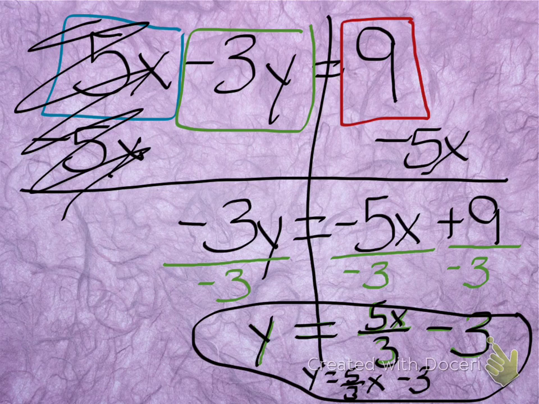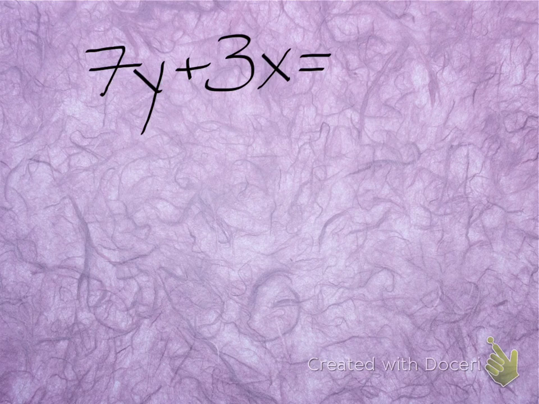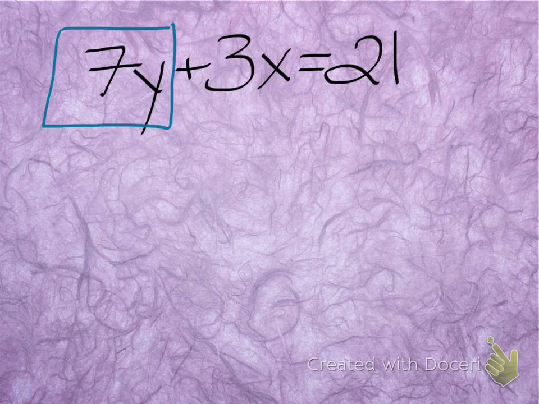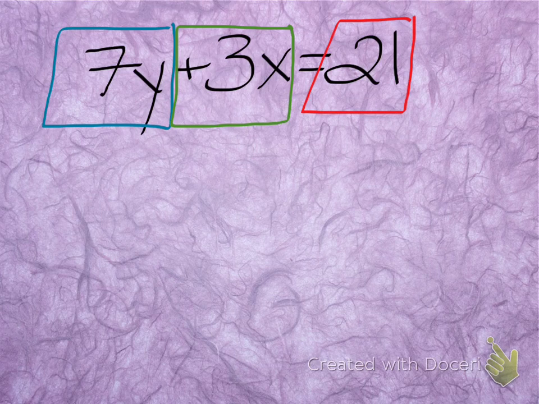Okay, and we will do one more problem. So let's do a different number. Let's do 7y plus 3x equals 21. Alright, so by now you're pros at this. You are finding your terms and separating them and figuring out how to get y by itself. So at this point I'd like you to pause the video and try this one on your own, and then press play when you're ready to see the answers.